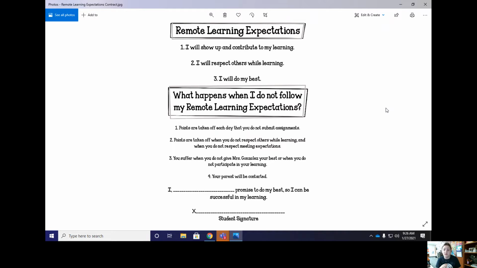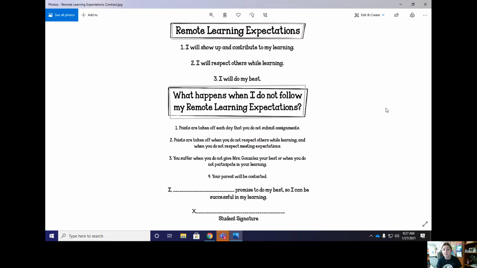So the third one is that you suffer when you do not give me your best, when you are not participating in your learning. Like I'm just saying, you are the only one that is going to suffer. Okay. You are the one that is affecting your education. You are the one that is affecting your learning. It is your learning, nobody else's. It's all you. So if you're not actually getting on and showing up and giving me your best, you are only affecting you. Okay. You have to think about that.